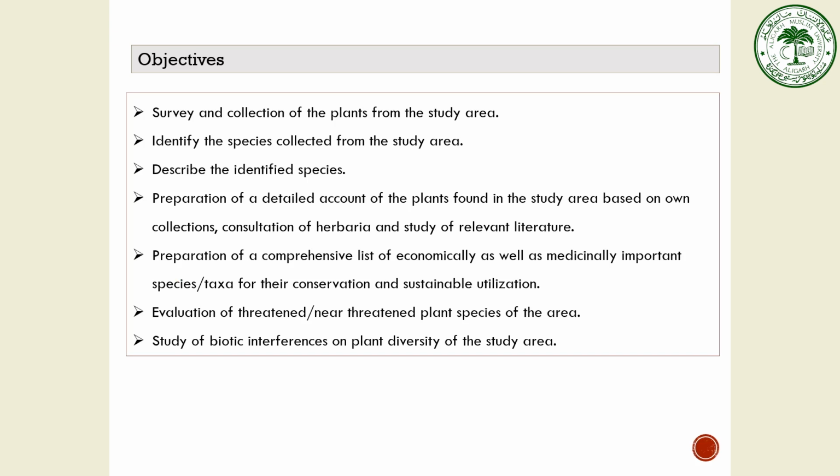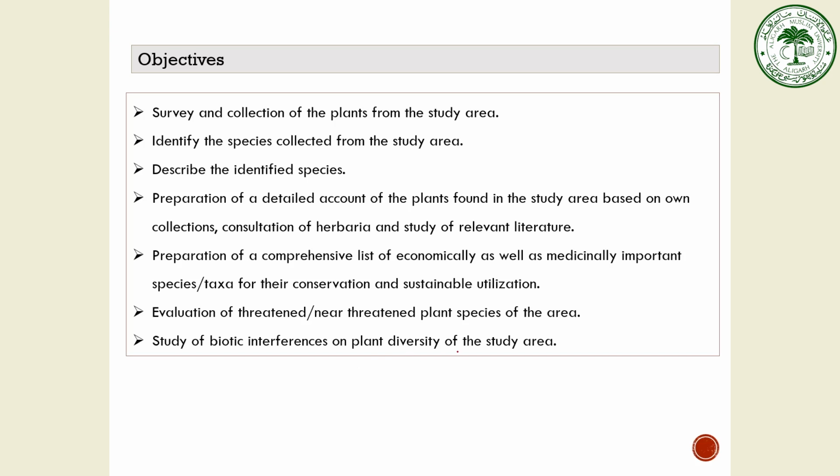exotic. Then if we see the objectives of floras, they are the survey and collection of the plants from the study area. They identify the species collected from the study area. They describe the identified species and prepare a detailed account of the plants found in the study area based on one's own collection, consultation of herbaria, and the study of relevant literature. So the preparation of a comprehensive list of economically as well as medicinally important species taxa for their conservation and sustainable utilization, and evaluation of the threatened and near-threatened plant species of the area. A study of biotic interferences on the plant diversity of that particular area.